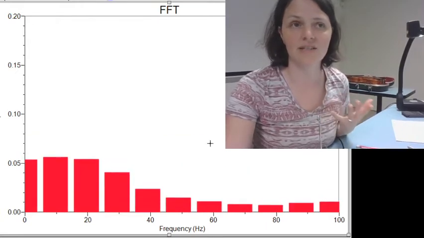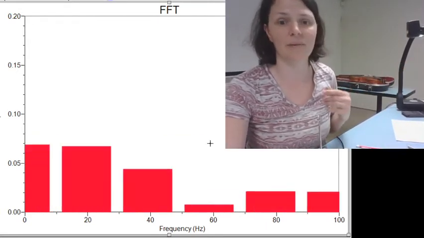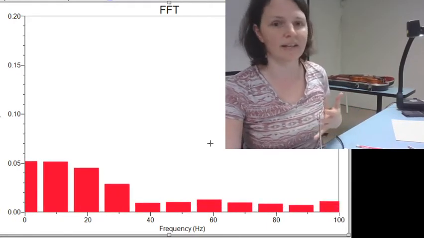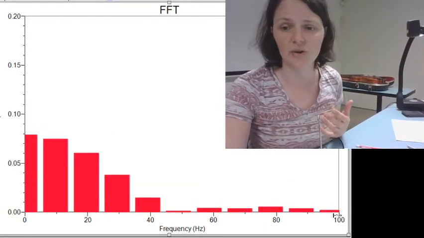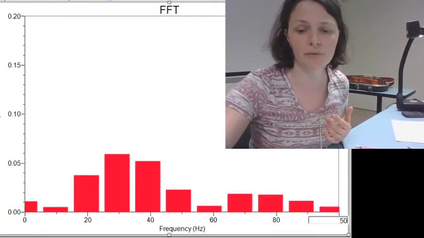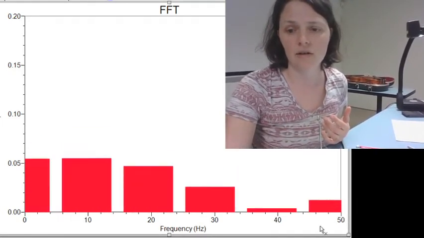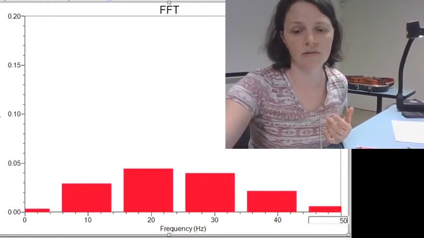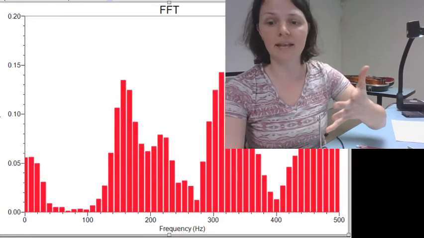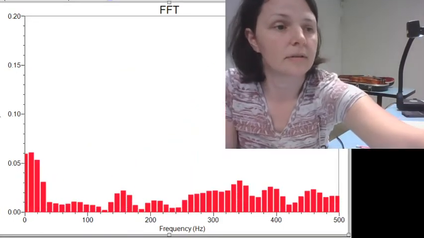But 60 hertz is the frequency that our devices operate on. So just like that tuning fork was able to make a noise when I vibrated it against the table, the 60 hertz hum can happen there. So if I'm going to play a 440 hertz A, let's change this to 500. And now when I play this note, look for the spike around 440 hertz.